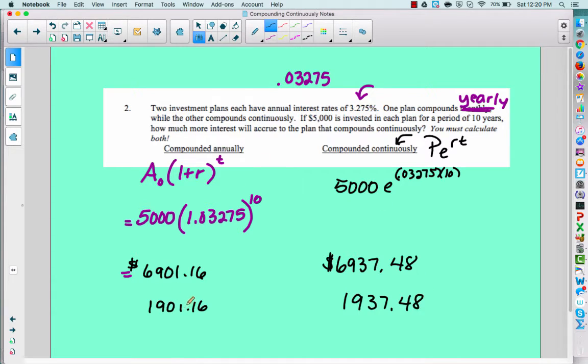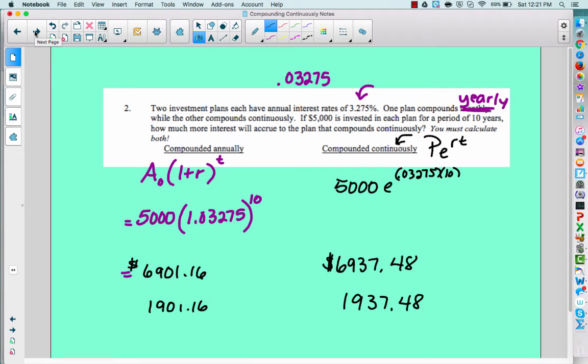So I made $1,937.48. Now that might not seem like that much, $36 and something. But what if the value that I invested was much more? Compounding continuously is going to give you more money instead of annually. That means that every single millisecond it's compounding that money that you're making in interest. So it's just a nice way for you to think about what you're going to do with your money. Are you going to want to put it in a bank account that compounds annually or compounds continuously?